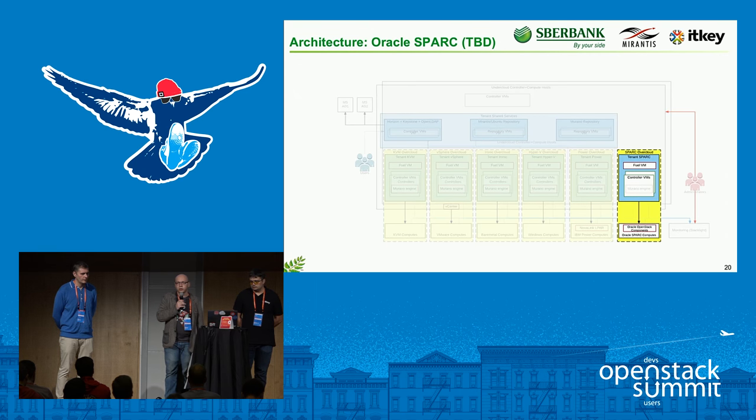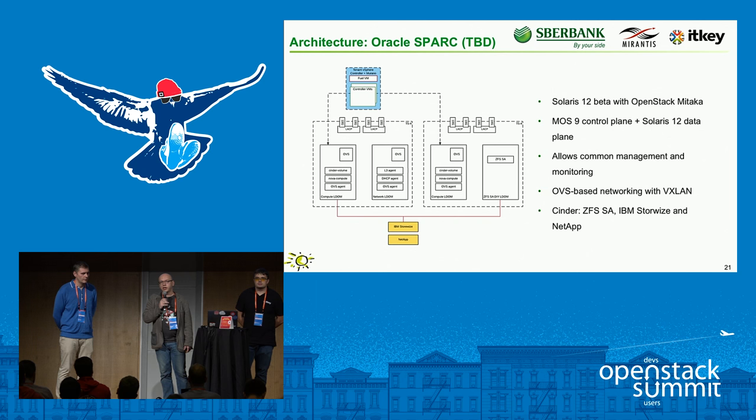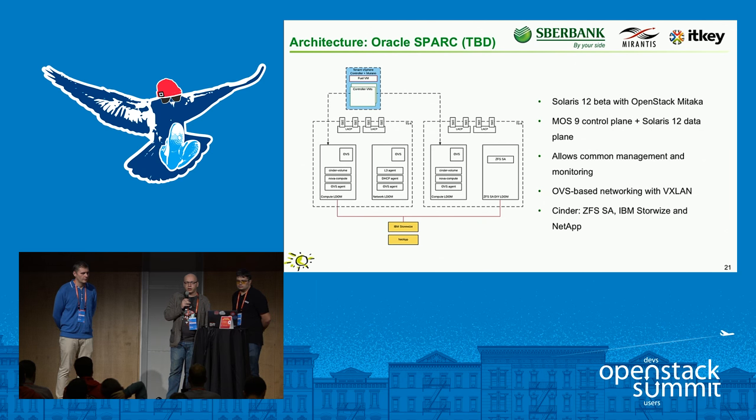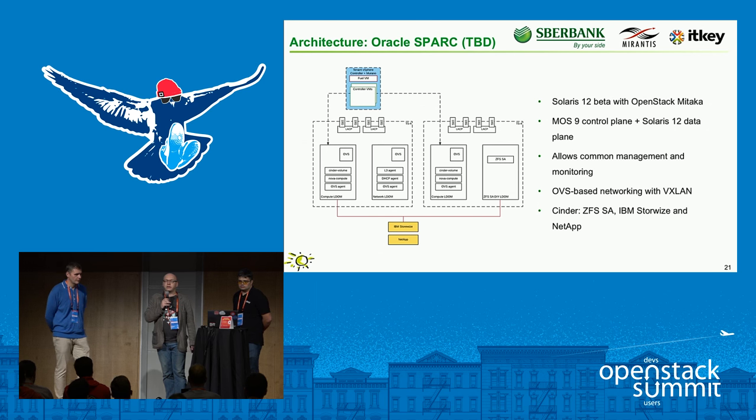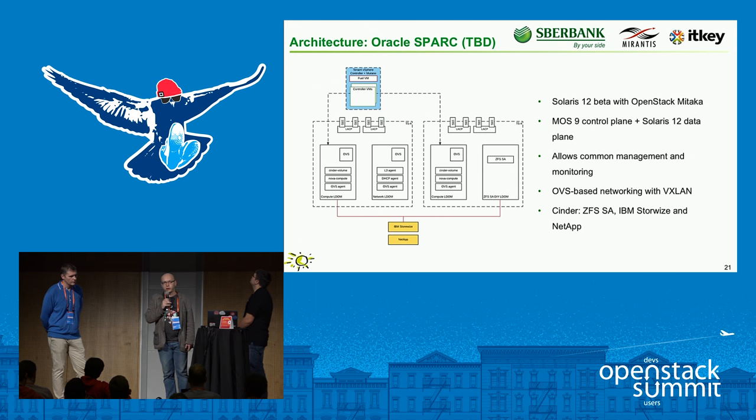And finally, let's take a look at the Oracle SPARC architecture, which is the newest one and still has some work in progress. The most recent officially released Oracle OpenStack distribution for SPARC is still Kilo-based and uses the proprietary Oracle EVS networking stack, which restricts its integration capability for our project and forced us to change the architecture significantly. So we started to discuss with the Oracle team how we can overcome that and how we can deal with it.